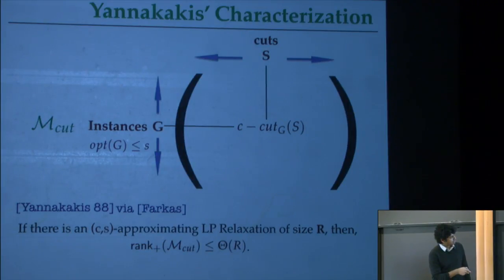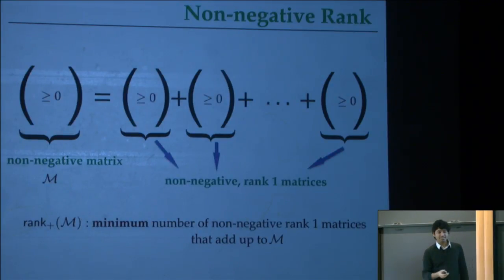So just to restate, the non-negative rank of this matrix is, up to constant factors, a tight estimate of the best linear programming size for obtaining a (c, s) approximation for the max cut problem. So what is this non-negative rank? I am pretty sure most of you have already seen it, but let me define it nonetheless.